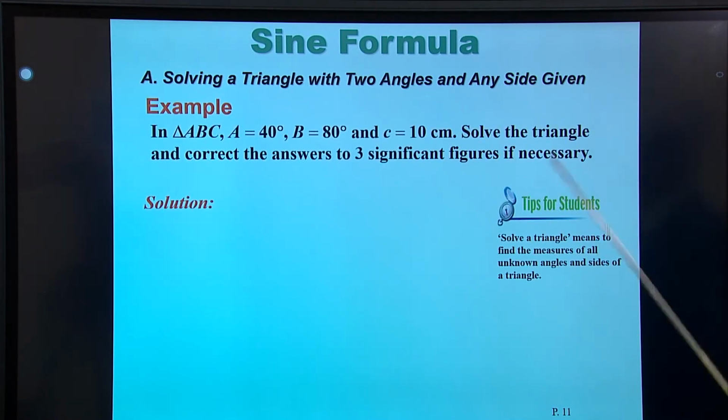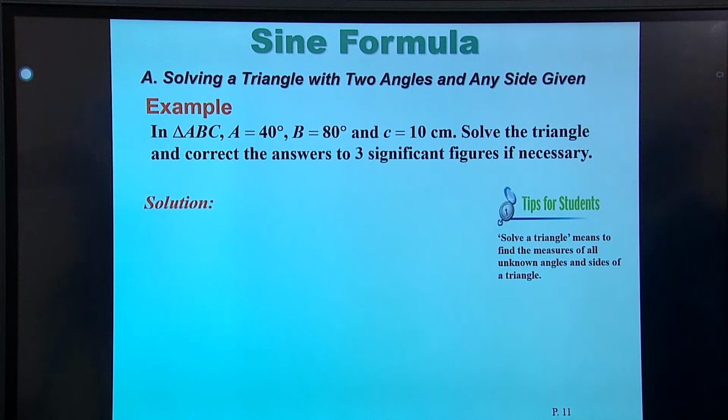If I have a triangle ABC, solve the triangle to three significant figures if necessary. They say solve the triangle. Now, when they say solve the triangle, that sounds a bit strange. What it means is this. We must find the measures of all the unknown sides in that triangle.